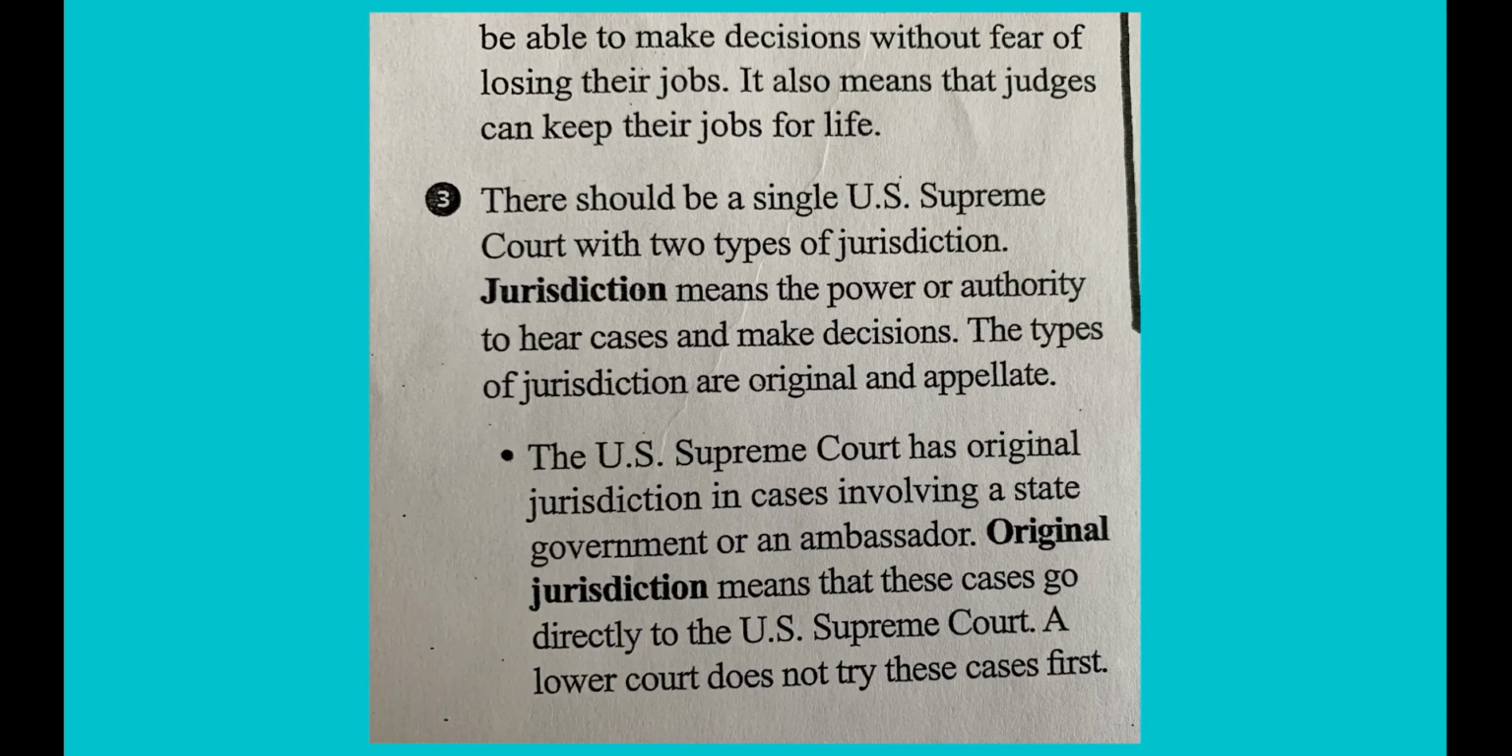Number 3, there should be a single U.S. Supreme Court with two types of jurisdiction. Jurisdiction means the power or authority to hear cases and make decisions. The types of jurisdiction are original and appellate. The U.S. Supreme Court has original jurisdiction in cases involving a state government or an ambassador. Original jurisdiction means that these cases go directly to the U.S. Supreme Court. A lower court does not try these cases first.